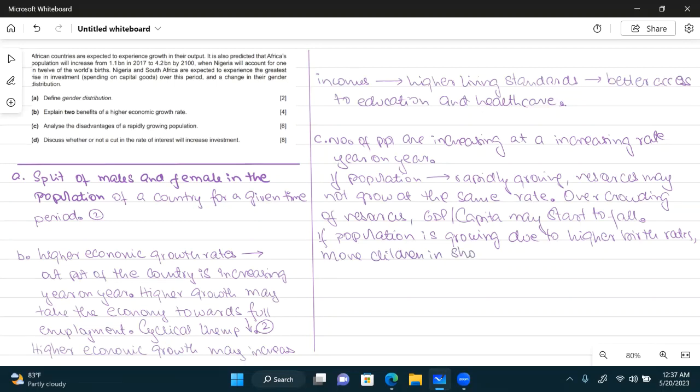What will happen because of this? Number of dependents will increase, in the short term. Which means the government now will have to spend more on education, child care and health care, which is going to further deplete the government resources. The opportunity cost may be high.